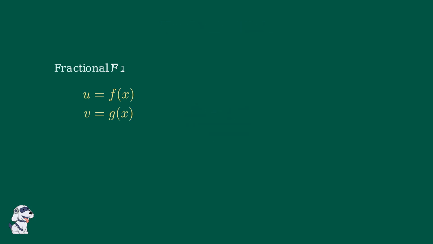Think of your function as a fraction, where the numerator is u and the denominator is v. Order is critical here because of the subtraction in the numerator. The numerator is u prime times v minus u times v prime. Always ensure you start with the derivative of the top, as the negative sign makes the order non-negotiable.